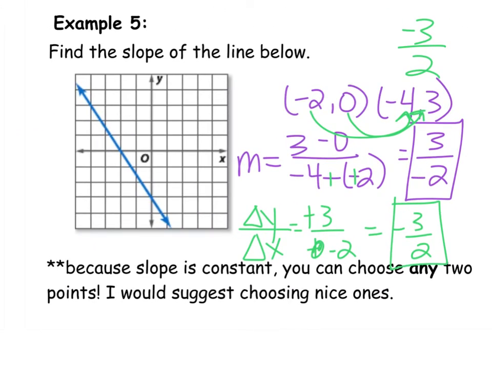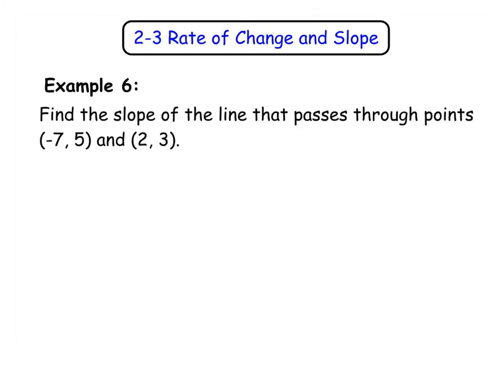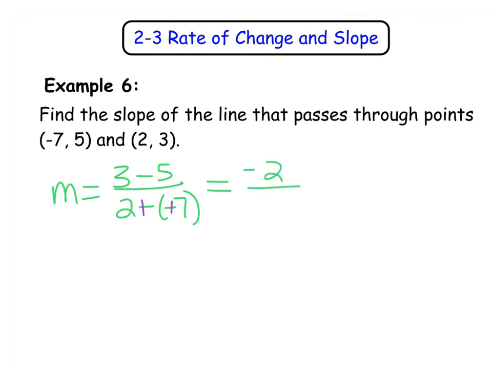Couple more examples. Find the slope of the line that passes through negative 7, 5 and 2, 3. Do your formula one first. Again, you can do either one. You don't have to do both. y2, which is 3, minus y1, which is 5, over x2, which is 2, minus x1, which is negative 7. So we're actually adding here, subtracting a negative. 3 minus 5 is negative 2, and 2 plus 7 is 9. So your slope, negative 2/9.